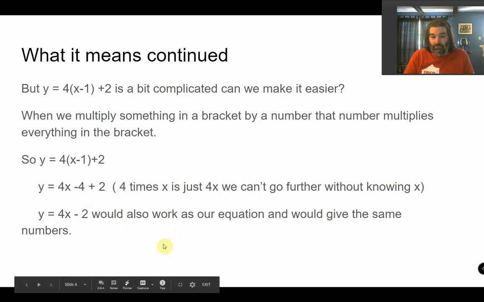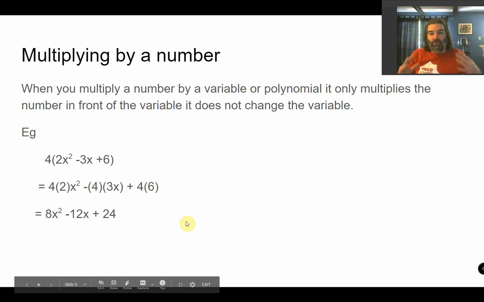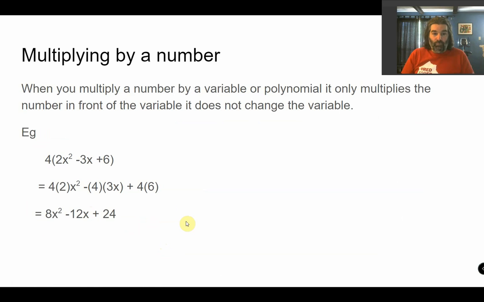It's the same equation. All right, so if we're multiplying by a number, numbers only multiply numbers, variables only affect variables, okay? So if you've only got a number outside, you just multiply it by the numbers in front. So 4 times 2, 8.